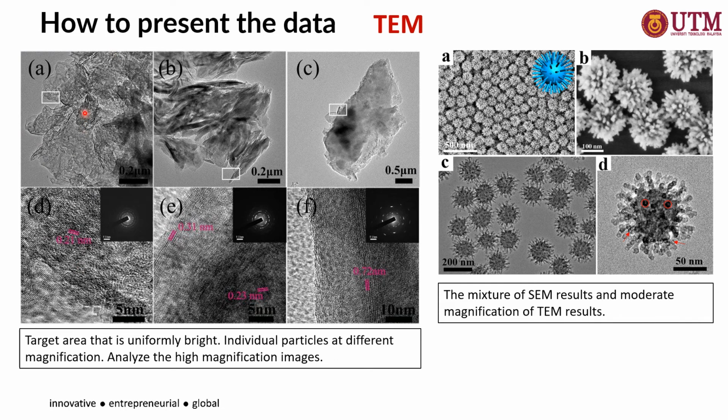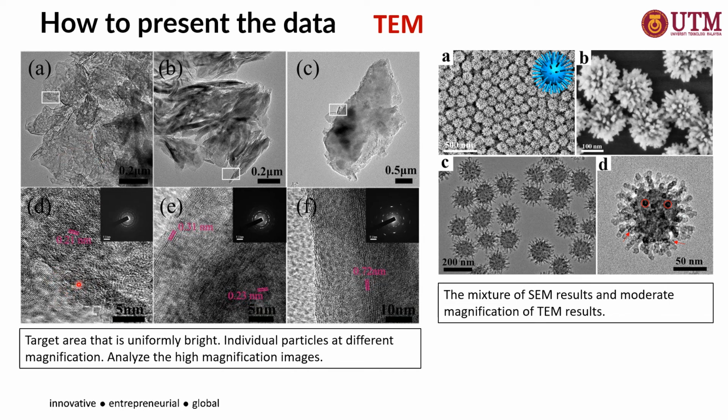For example, you have three different results, A, B, and C, right? Normally we need to take the low magnification here. So this is A, the low magnification, similar to this one, A. And the bottom images, D, E, and F, are the high magnification results. You can see from the different scales. This one is 5 nanometer, and this one is 0.2 micron. So the scale is totally different. This is low magnification, and this one is high magnification.